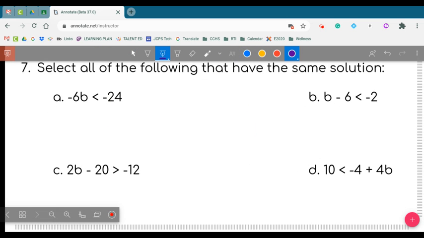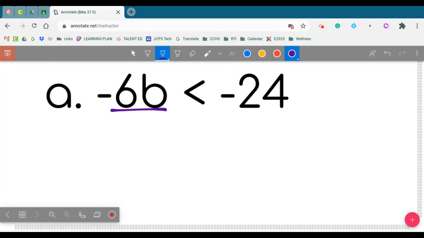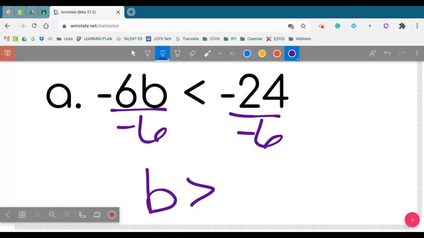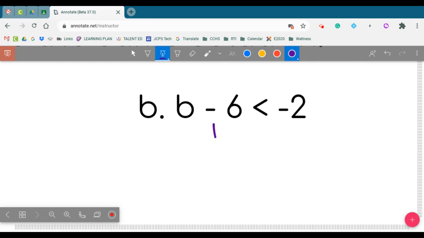Number 7 says select all the following that have the same solution. So we're going to have to solve each of these. So this one we're going to divide both sides by negative 6. We're dividing by a negative, so we have to flip our inequality sign. Negative divided by negative is going to give me a positive 4. Okay. Add 6, add 6. We're going to get b is less than 4.